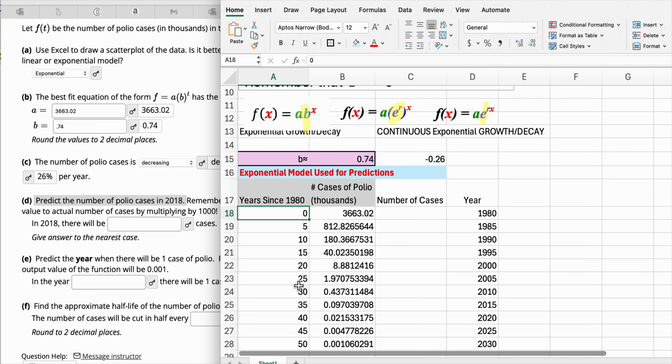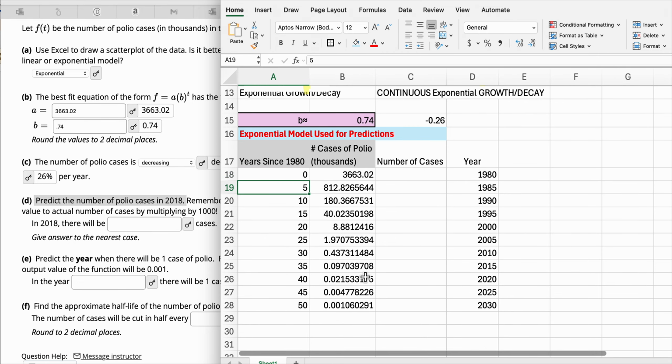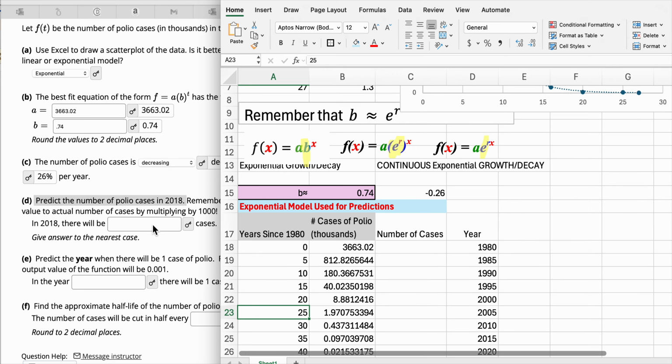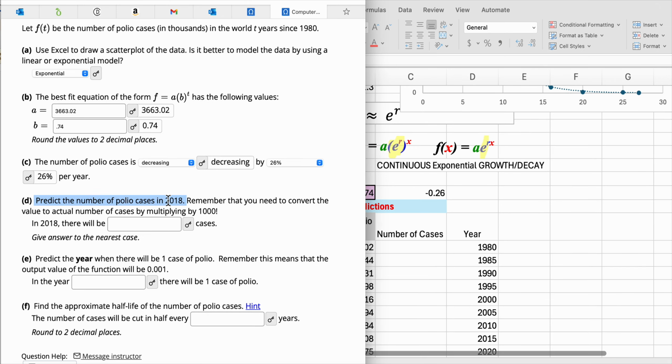So I just made my inputs go. So this would be 1985, 1990, 1995, 2000, etc. All right. And I copied or filled the rest of that table down. So this wants to know how many cases were in 2018.